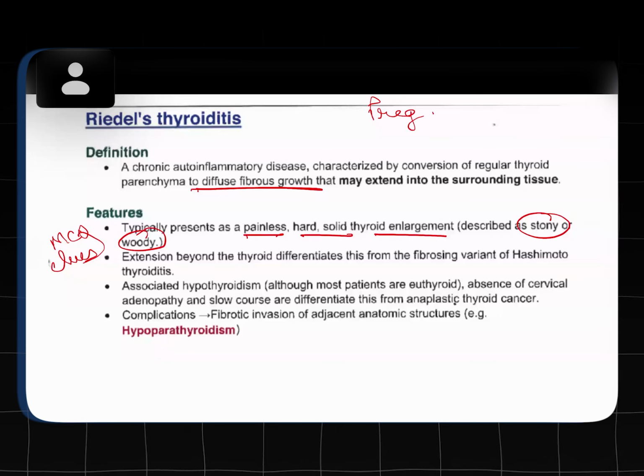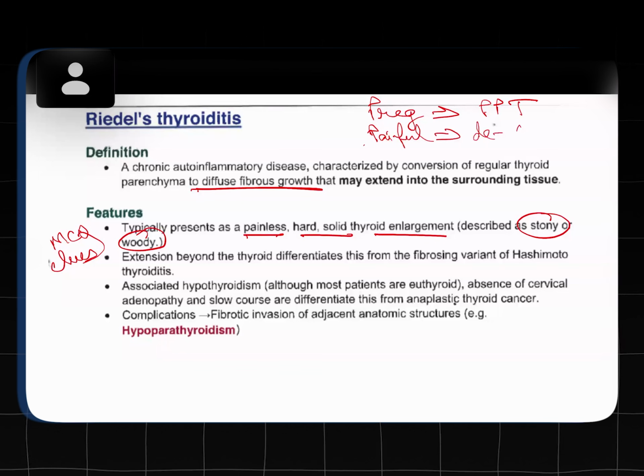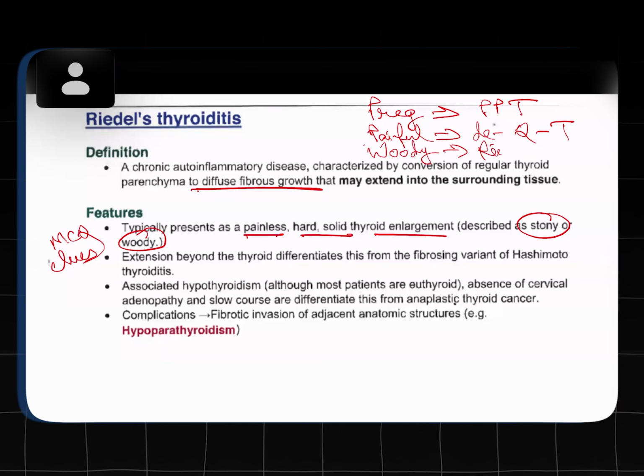Pregnancy, it is postpartum thyroiditis. If it is painful, then it is de Quervain's thyroiditis. If it is woody hard, then it is Riedel's thyroiditis. So these are the clues to the MCQ for fast diagnosis, because it is time sensitive.